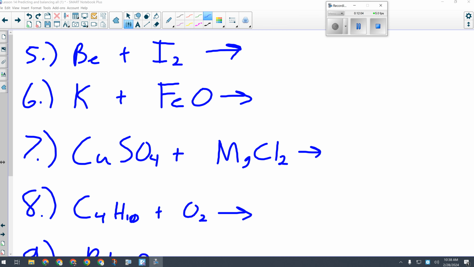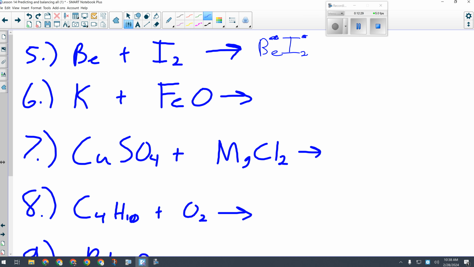All right, so the first one, we got beryllium reacting with iodine. What kind of reaction? Synthesis reaction. So they're going to go together, and when they go together, they're going to make an ionic compound. This is a -1, this is a +2, so we're going to have BeI2. That works out nicely because now the reaction is balanced. 2 iodines on both sides, 1 beryllium on both sides. Sometimes they're that simple.